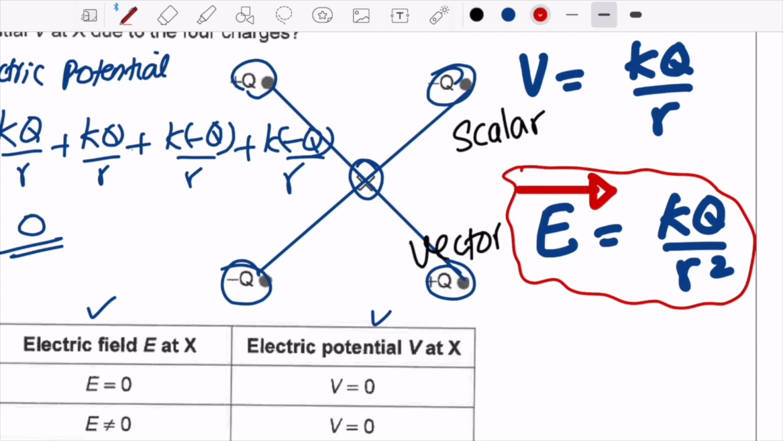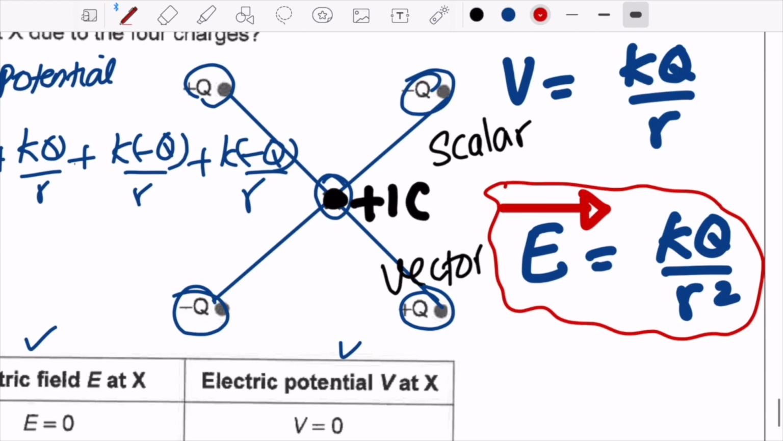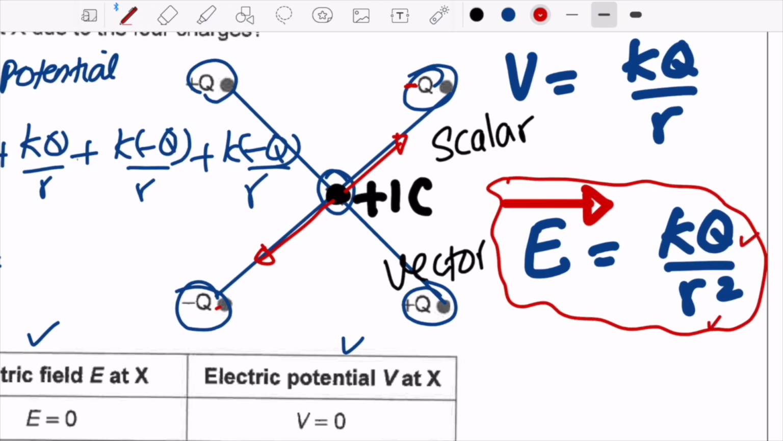What is electric field strength? It is the force on a positive 1 coulomb charge when you place it at this center. This minus charge will pull you this way, right? And this minus charge will pull you this way by equal force. Why? The distance is the same, charge is the same, so they will cancel out. Now let's think about the positive charges. This one will push you out because you are also positive, and this one also will push you out by equal force. Charge and distance are the same, so they will also cancel out.